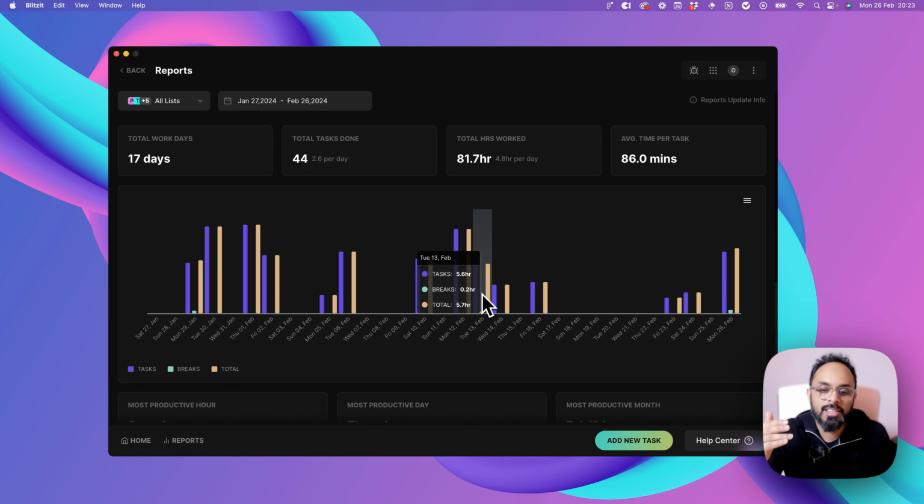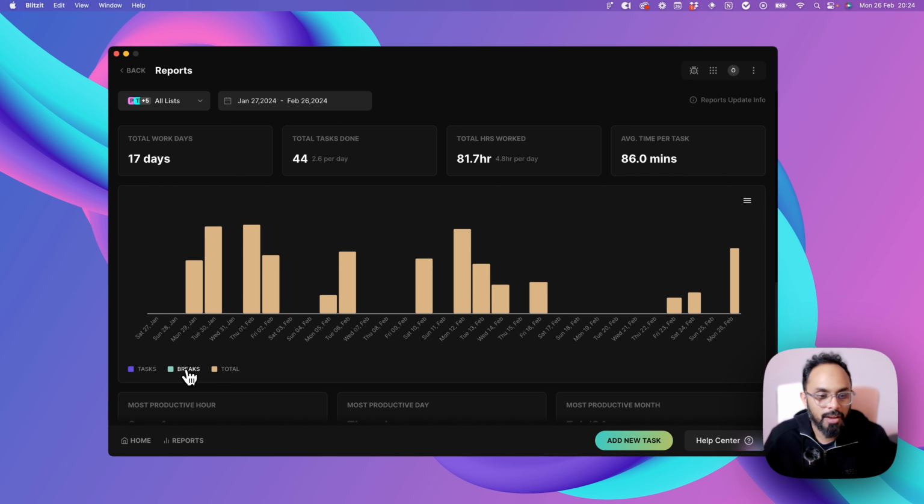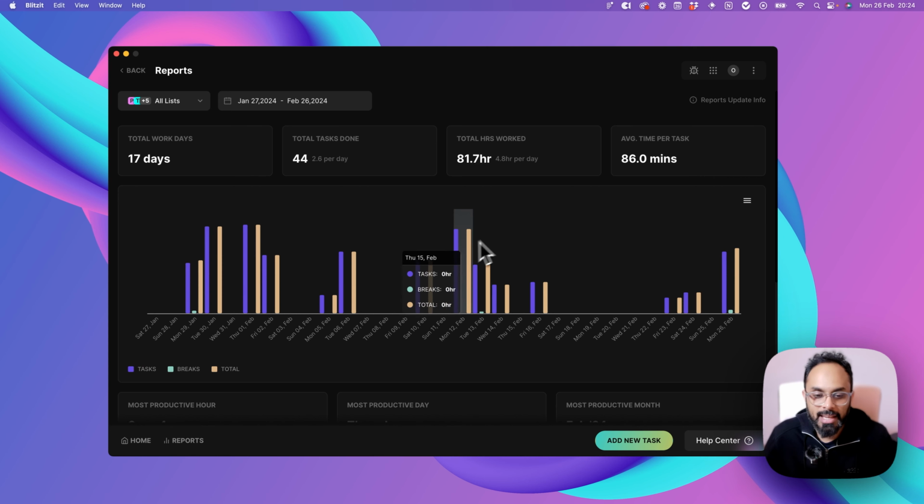So in total, I spent 5.6 hours on tasks, and on breaks, I took 0.2 hours, the total being 5.7 hours across my entire daily session. So I spent in total working, let's say, 5.7 hours, including the break. And of course, you can turn off these stats within the graph if you wish. Great, so that is the new stats.